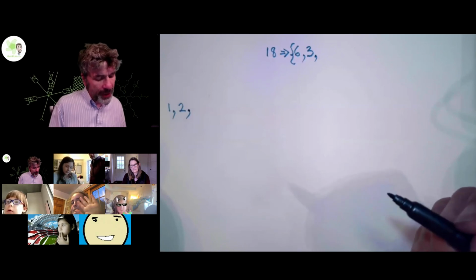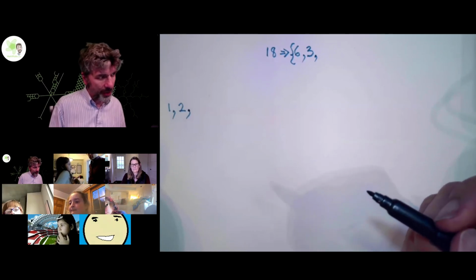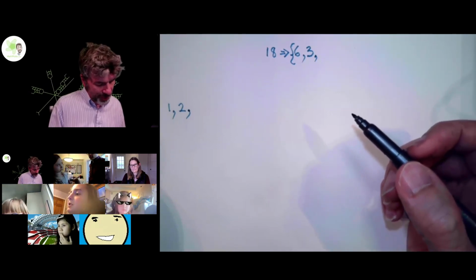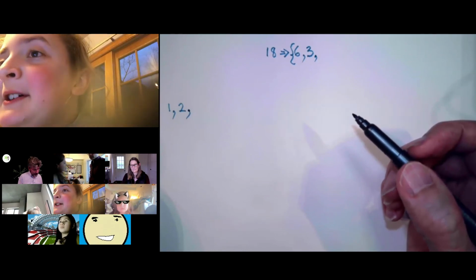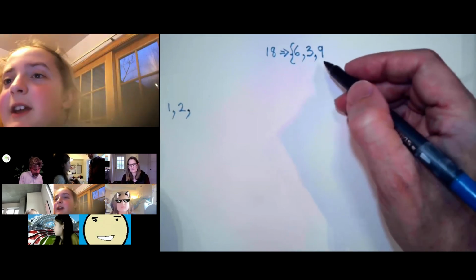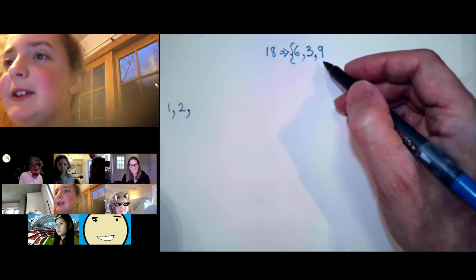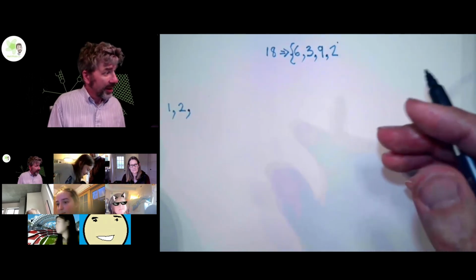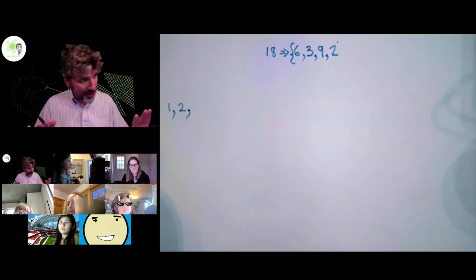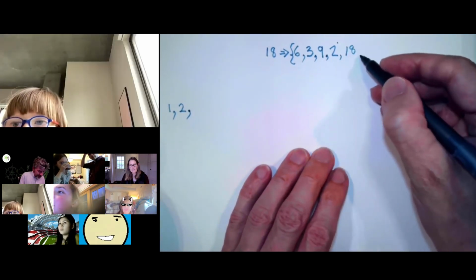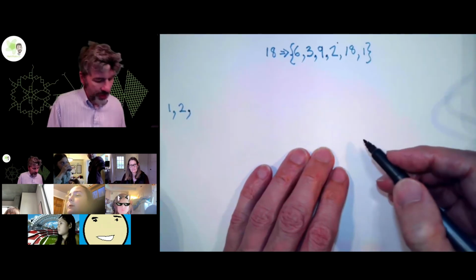So let's see, what else would work? Nathan, do you want to? Sure. Another factor would be 9. Because 18 divided by 9 is 2, so that means 2 is a factor as well. Okay. Oscar, have we found all of the factors? Well, there's still 1 and itself. Okay, yeah, we could say 18. So there's 1 and 18.